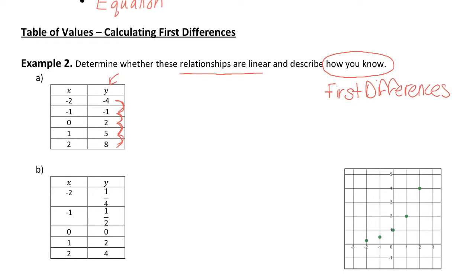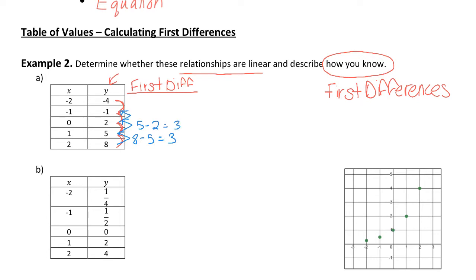So when we're calculating first differences, what we do is we add another column to our table. I'm just going to short form it here and call it first differences. And to find the difference between these y values, I start at the bottom and subtract the number above. So here it would be 8 minus 5, which gives me 3. That's the difference between 5 and 8. Then I go up and I do 5 minus 2, and that difference is 3.